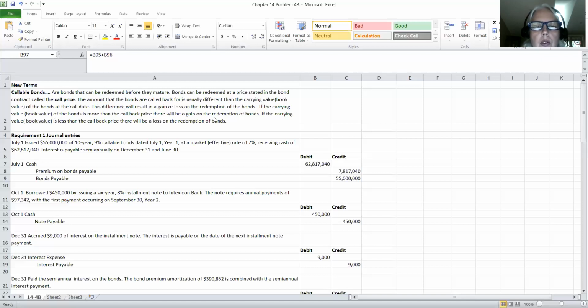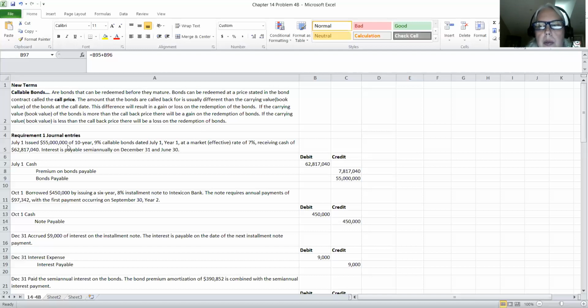A gain on redemption of bonds has a normal credit balance. That means it's going to increase on the credit side. If the carrying value or the book value of the bonds is less than the call price, there will be a loss on the redemption of bonds. This loss on redemption of bonds is a loss account and will have a normal debit balance. That means it's going to increase on the debit side. So if you're wondering what the carrying value or the book value of the bonds is, it's the face value of the bonds plus or minus any discount on the bonds.